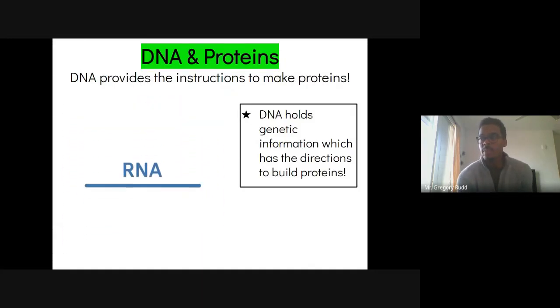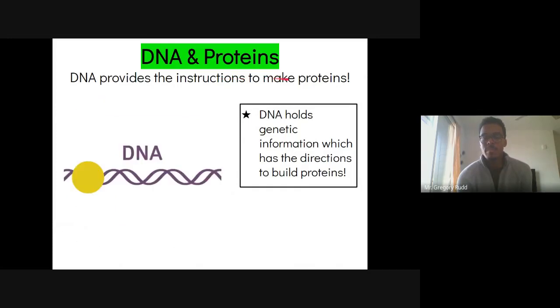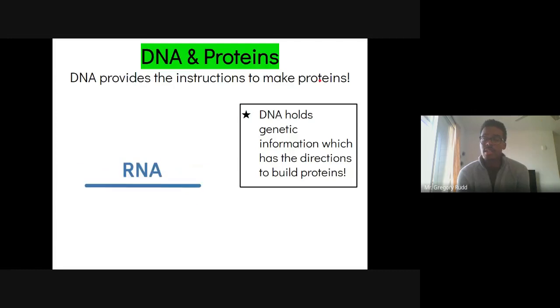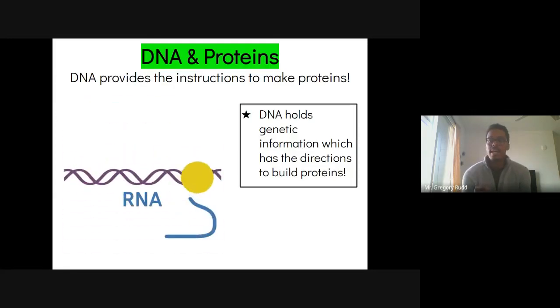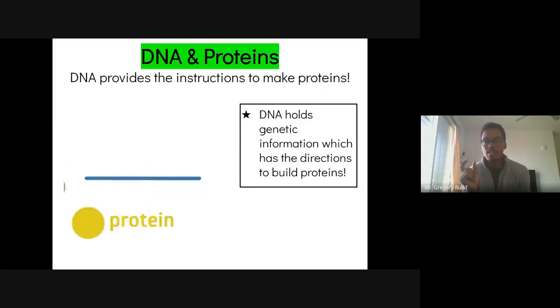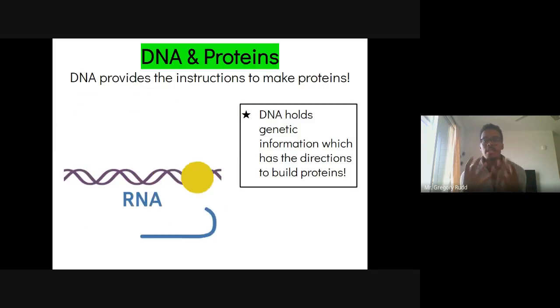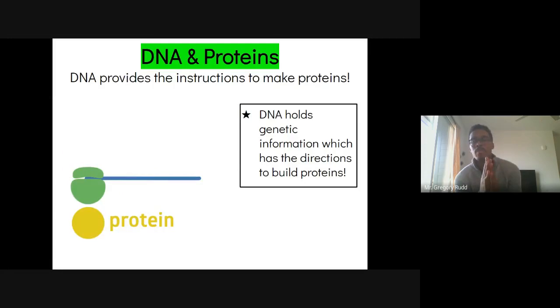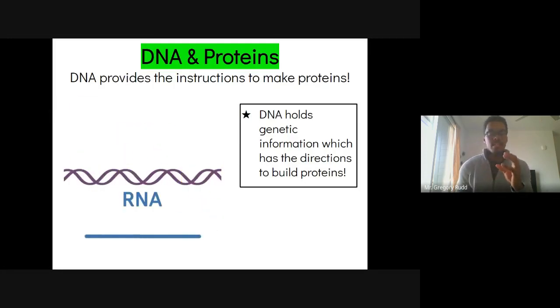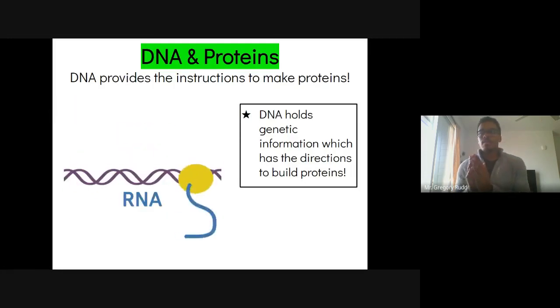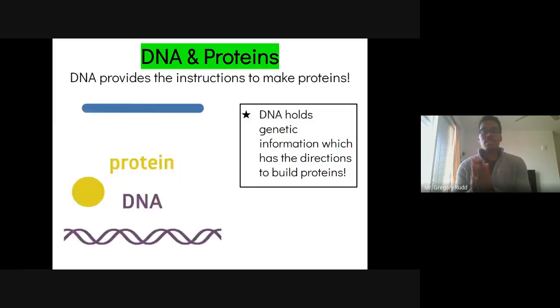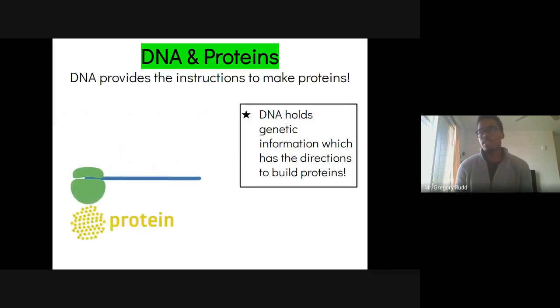DNA, this is an extremely important sentence. Please, please, please make sure that you write this down. DNA provides the instructions to make proteins. So that's the relationship. This is the answer to our essential question today. The relationship between nucleic acids and proteins is that DNA is the instruction manual that allows the cell to construct or synthesize or make proteins.